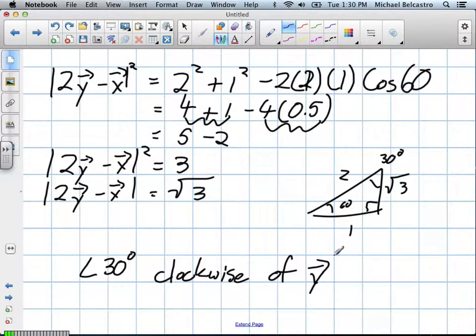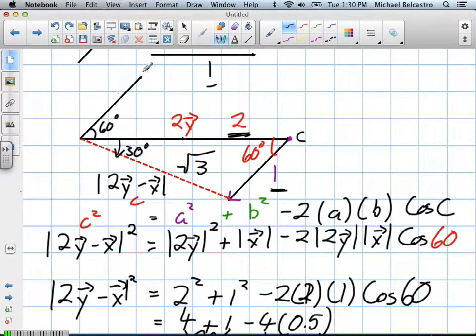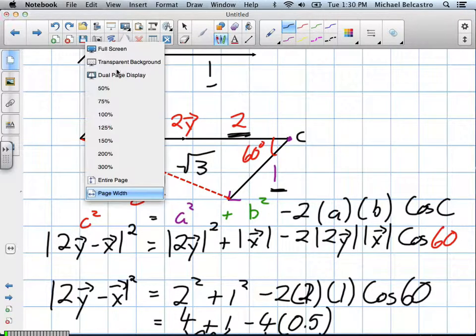If we needed to give it a direction, we would just refer to it as one of the other two. You could say it was 30 degrees, or you could say it was 90 degrees clockwise of vector x. You could also write it that way. So either way is acceptable.